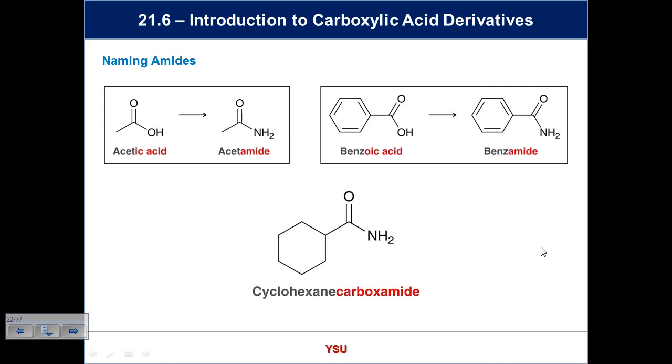Acetic acid to acetamide. That's kind of an abbreviation, but there you are. The word amide gives you a clue. It's an amide. Some people call it an amide. Most of us call it an amide. Benzoic acid becomes benzamide. That's kind of abbreviated. And down at the bottom, cyclohexane carboxamide. So, there's a clue in the name. As long as you know what an anhydride is, or what an amide is, or what an ester is, you should be able to work out logically the fragments that are involved.